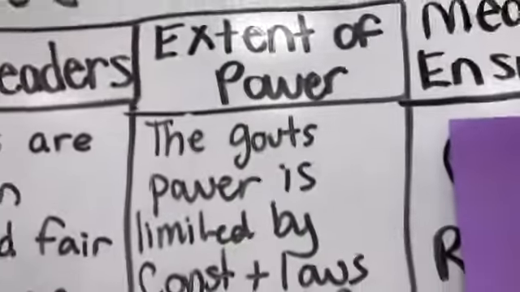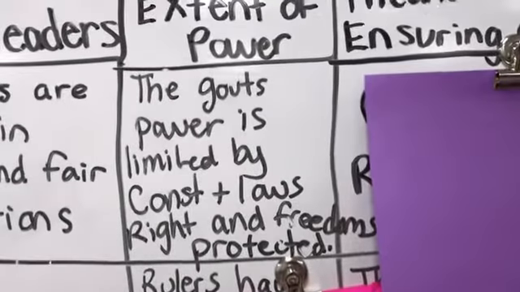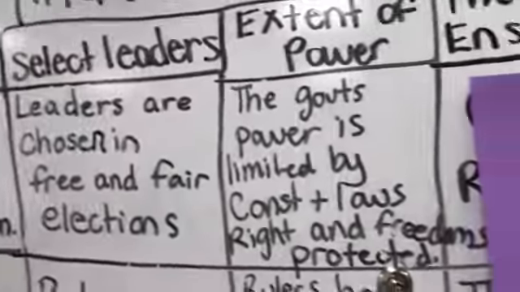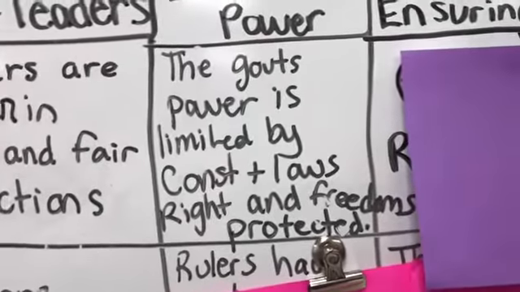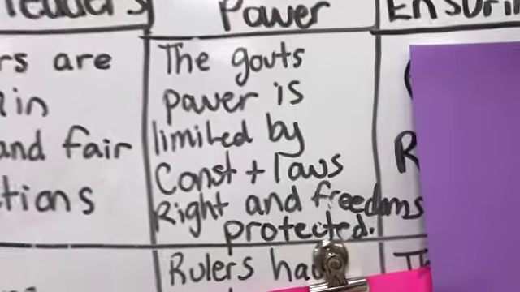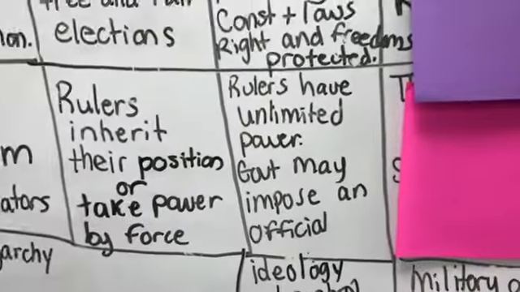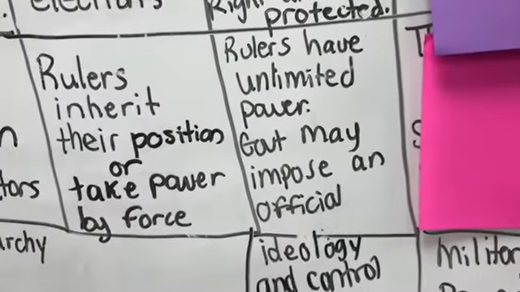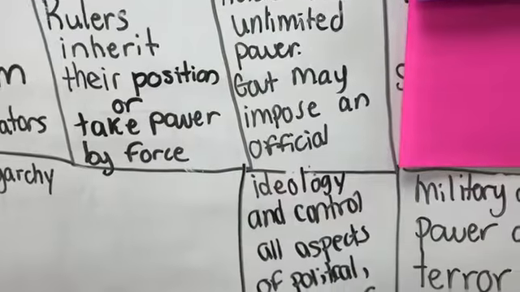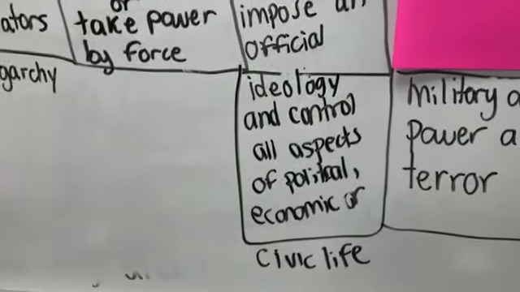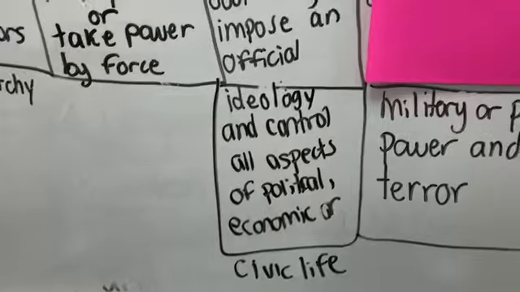All right, next up is what is their extent of power? In a democracy, the government's power is limited by a constitution and laws, and citizens' rights and freedoms are protected. But in an authoritarian government, rulers have unlimited power, the government may impose an official ideology, and control all aspects of political, economic, or civic life.